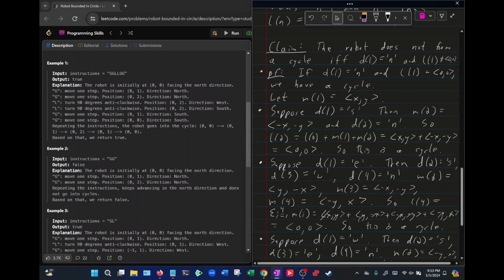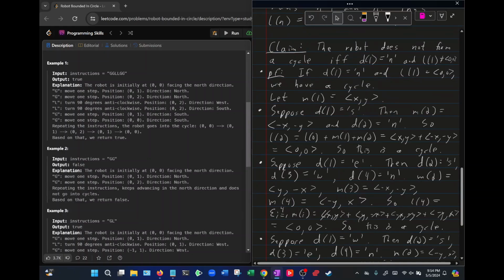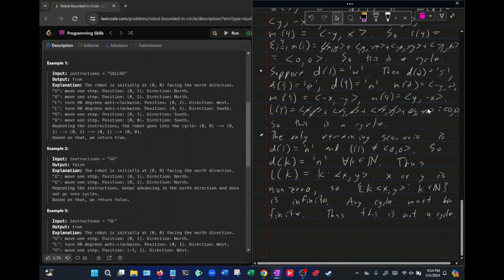If it's not the case that D1 is n and L1 is not the origin, then the possible scenarios are these 4 that we have laid out. And we have shown that in all 4 of these scenarios, the robot does form a cycle. And therefore, this if and only if statement holds. Okay, and that's our proof that this algorithm that we've defined works.